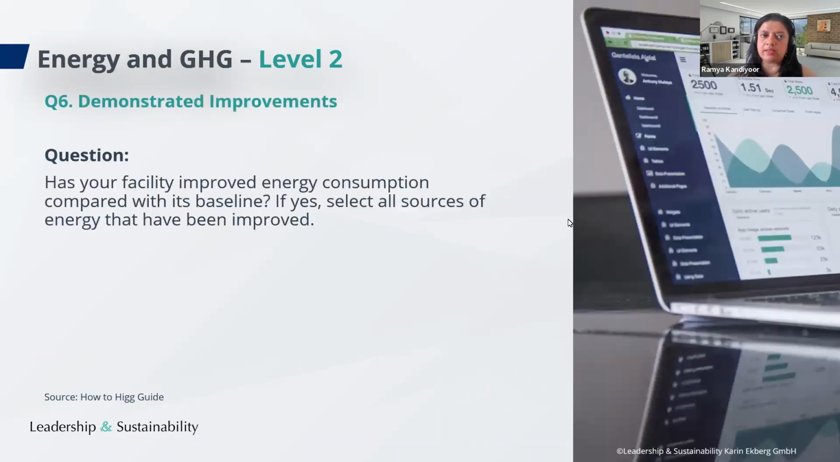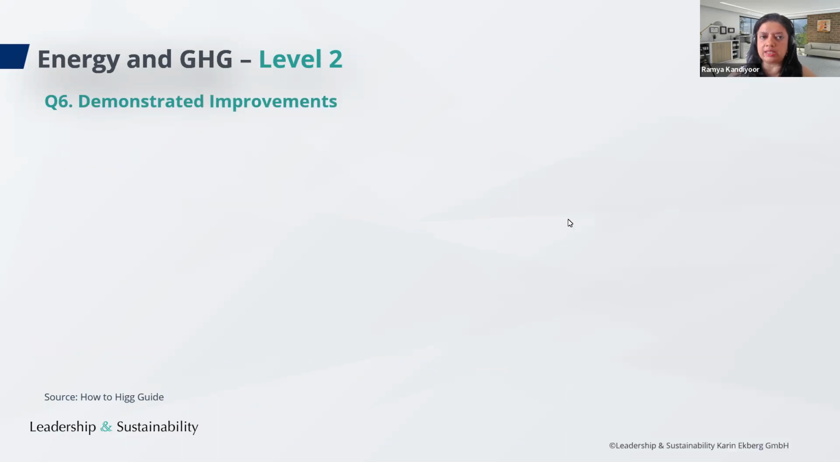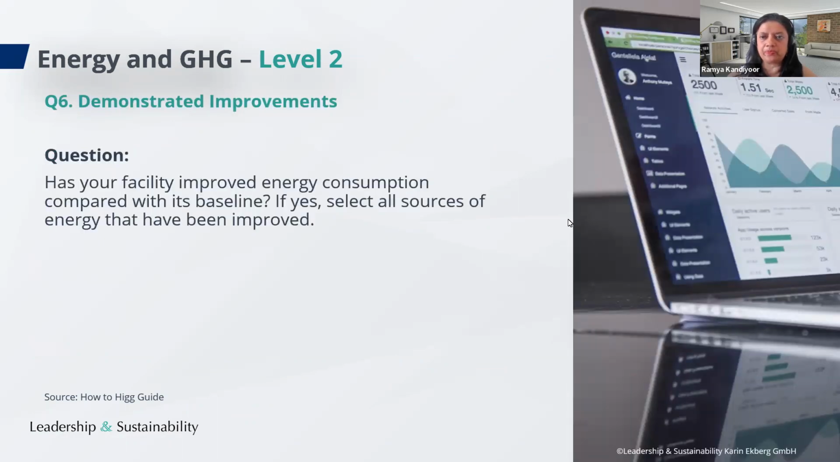And question number 6 is on demonstrated improvements. Here the question is, has your facility improved your energy consumption compared with its baseline? If yes, select all sources of energy that have been improved. Taking action to reduce your impacts on site is the primary important goal for this assessment. So this question is basically dedicated to whatever goal you have taken as a facility. It is suggested here to upload all of your energy tracking reports showing that the reduction has been made from the last calendar year.